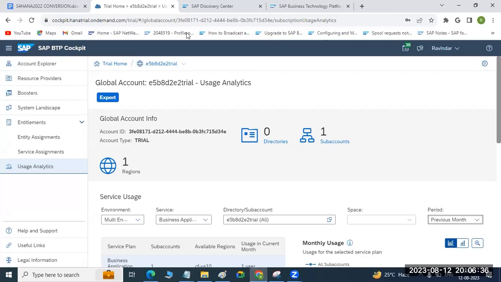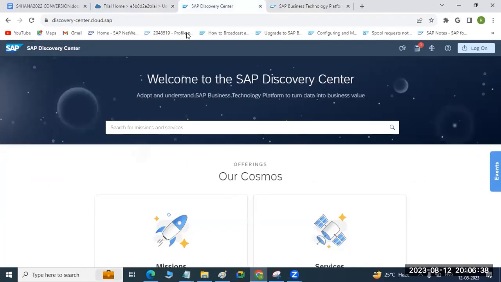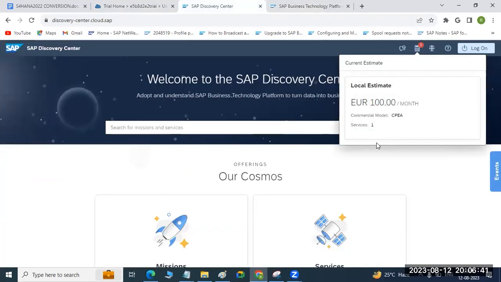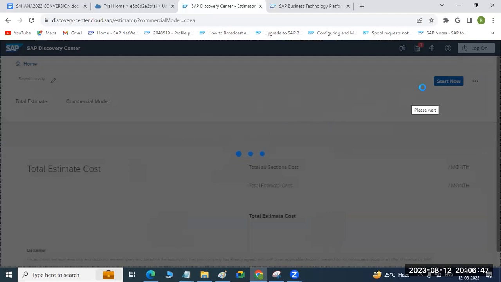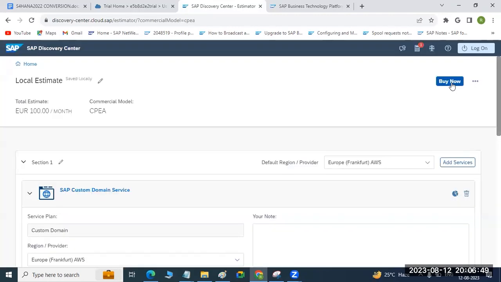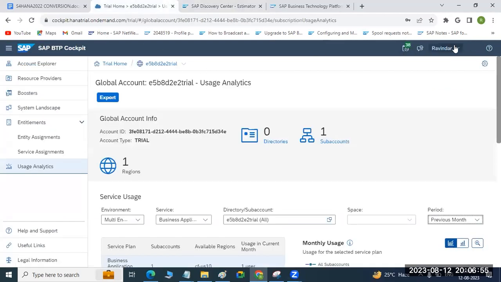Suppose I'm in the trial account and I want some data. I want to use HANA Cloud in the trial account. You have to pay some amount to SAP here. You have to buy now, then pay the amount. Then it will ask you to log in with your user ID, your S user ID. Then that service will be added to your global account here. From the global account, you have to assign it to your subaccounts.